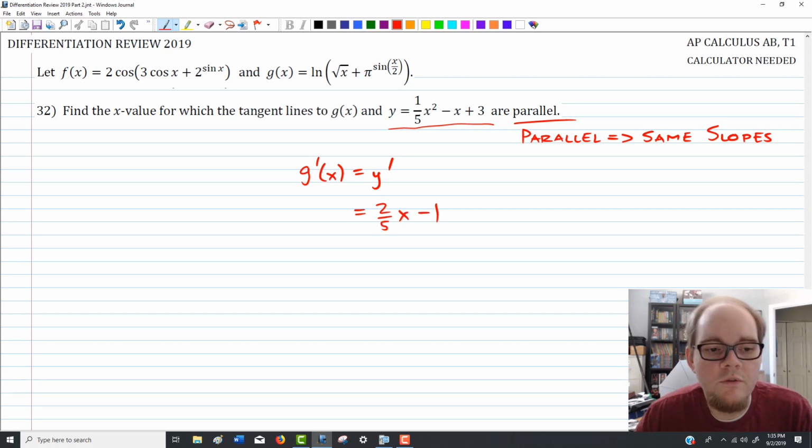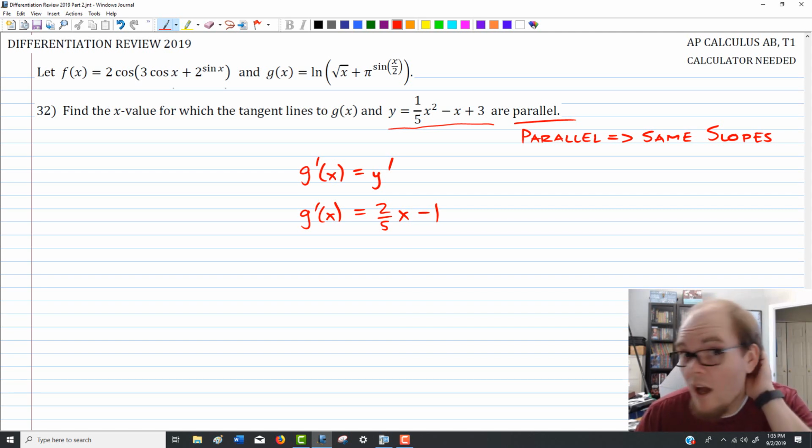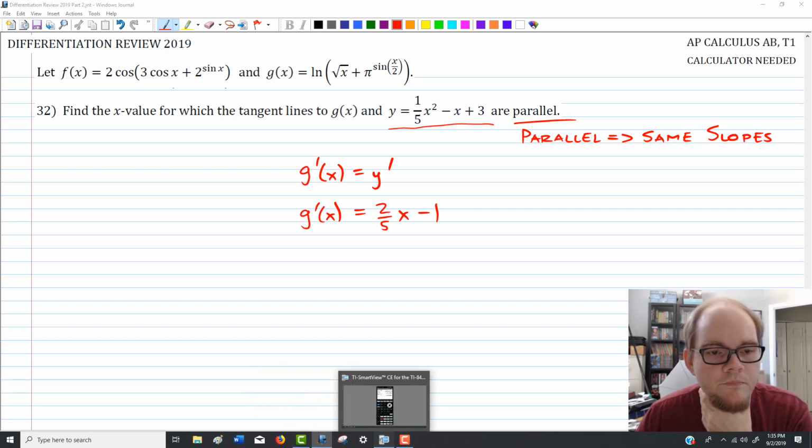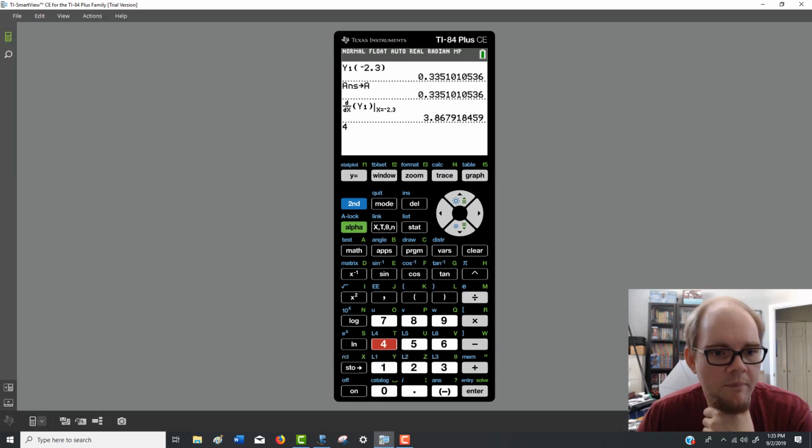So we want to figure out where those two functions actually intersect. So let's see if we can get the calculator to do this for us and see if it'll go reasonably fast. But again, you will not be asked to answer this question on this exam with a function that we don't know how to differentiate. So keep that in mind. I just kind of screwed up the question. Okay, 2/5 x minus 1.